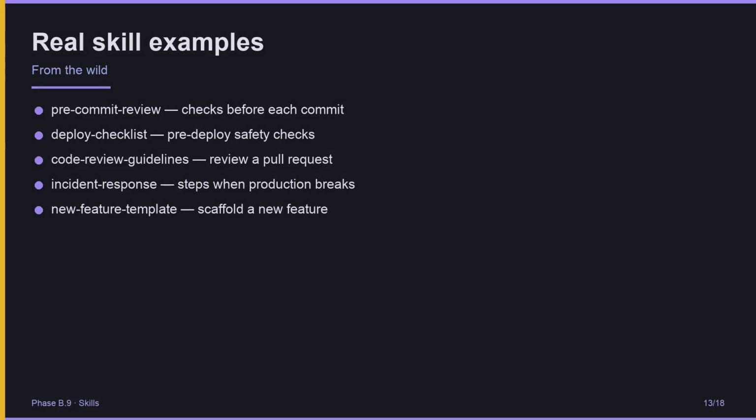Real skill examples from the wild. Pre-commit review, runs lint, tests, and checks the diff before each commit. Deploy checklist, pre-deploy safety checks. Code review guidelines, how to review a pull request consistently. Incident response, steps to follow when production breaks. New feature template, scaffold a new feature consistently. All procedures that benefit from being written down and applied consistently.